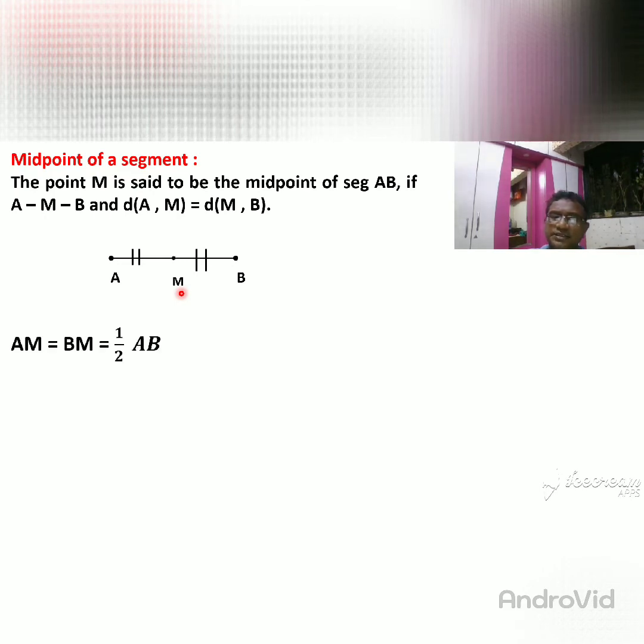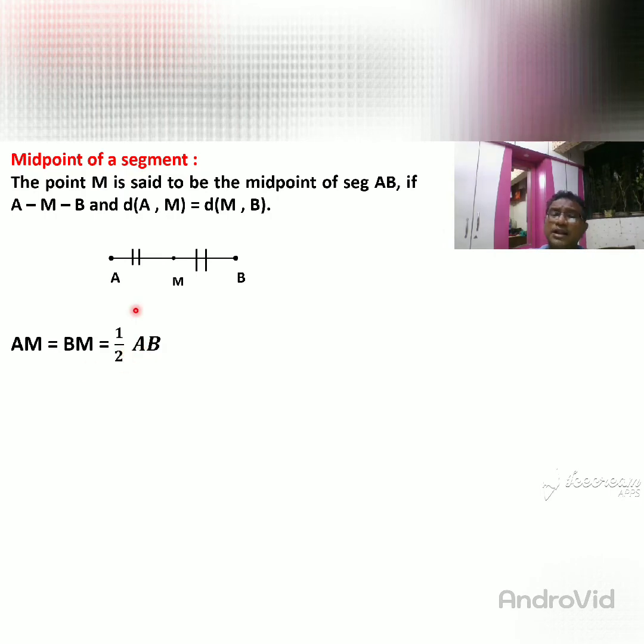Do you understand this? So how can you find the midpoint? I will show you. This is AM and this is BM. So AM is equal to BM, which is equal to what? 1/2 the length of AB.